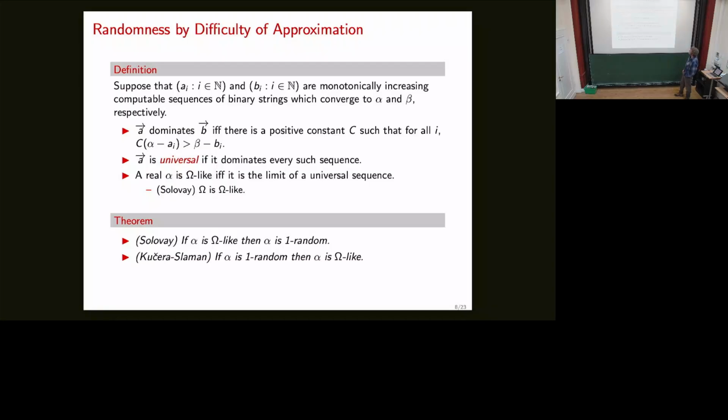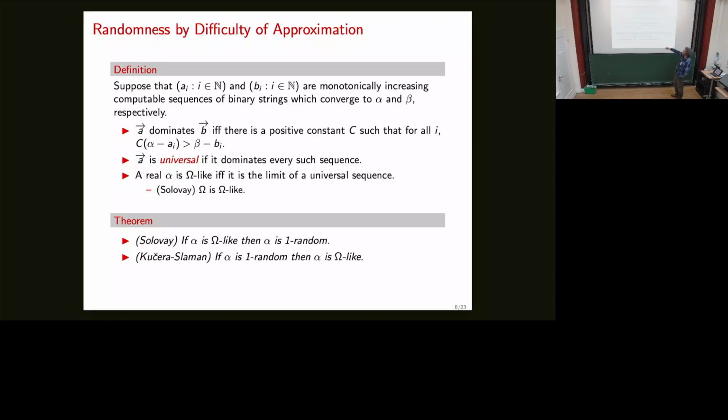And by monotonically increasing, I mean we have these finite sequences of binary strings. They correspond to dyadic rationals, and those rational numbers are increasing. So the sequences are increasing lexicographically. Suppose you have a sequence of dyadic rationals, A vector and B vector, and they're computable and monotonically increasing. They're bounded by 1. They converge to alpha and beta.